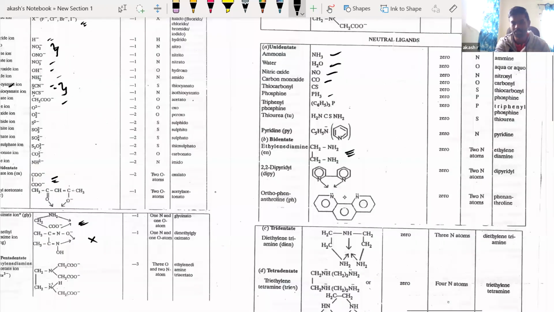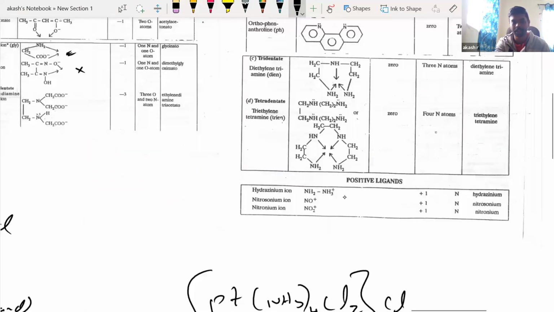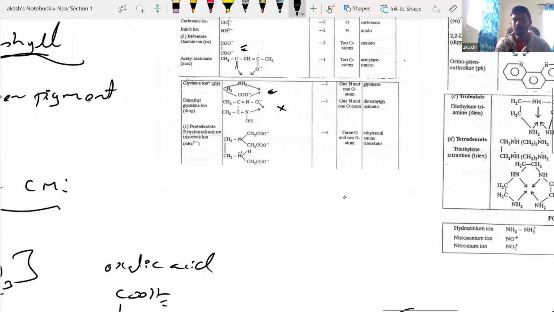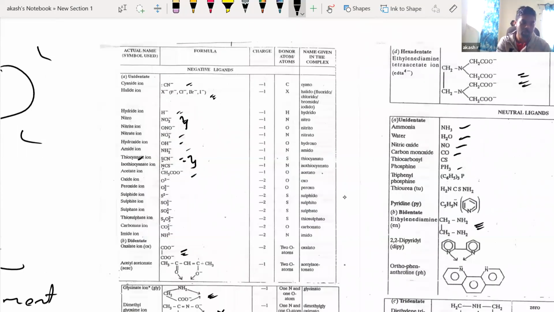All the other things in the table are not that important. If you look at this, the name we use here and the name given here are a little different, right? You can see that. Here it is cyanide, here we write cyano; here we write halide, here we write halido. Here we write nitro, again nitro, the same. Look at hydroxide, here we write hydroxo.